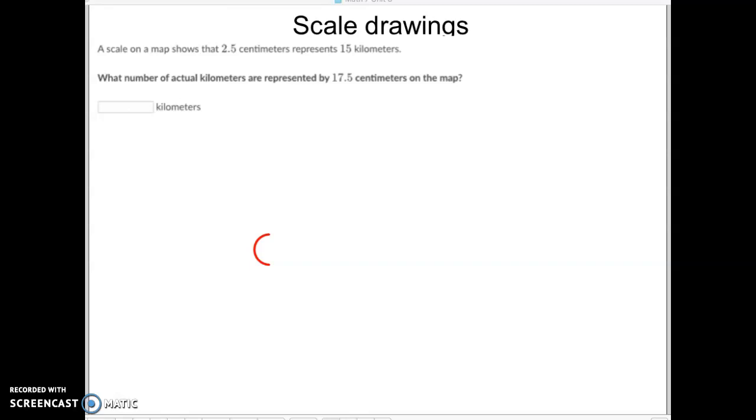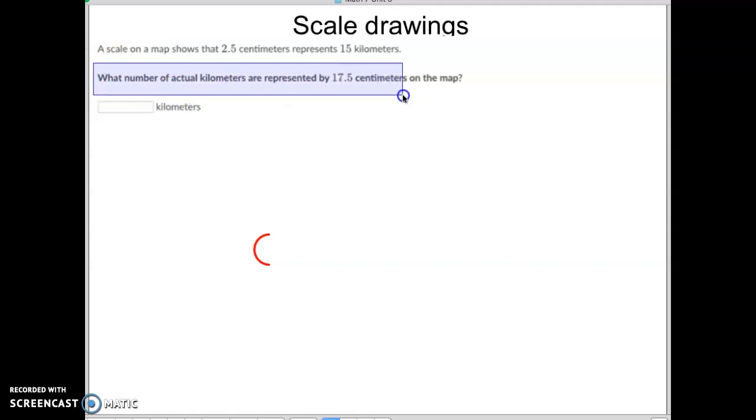All right, so scale map. On this one, you will notice that we have a scale map that shows that for every 2.5 centimeters on the map, it represents in real life 15 kilometers. So if on an actual map we had something that was 17.5 centimeters long, how many actual kilometers would that be? Well, the best way I think to set this up is as a proportion.